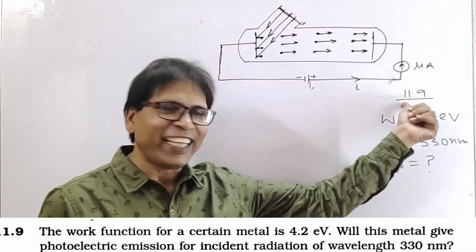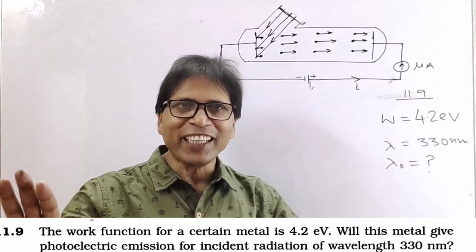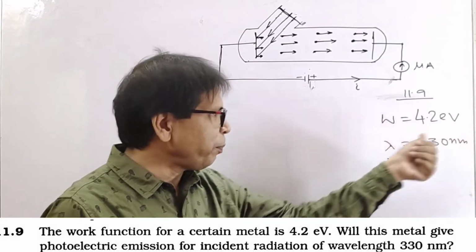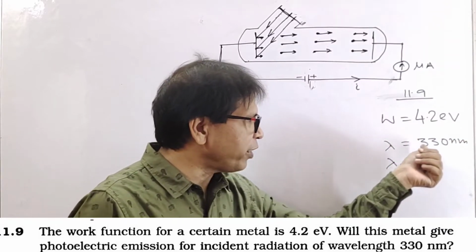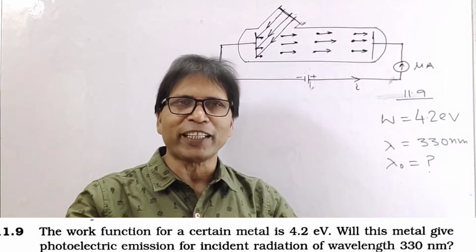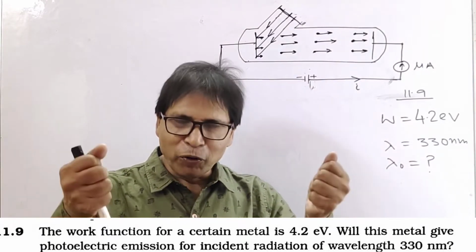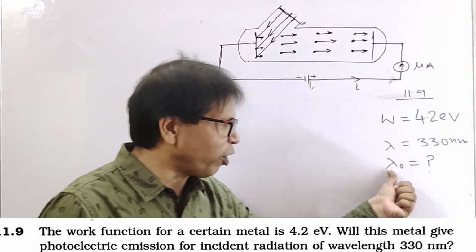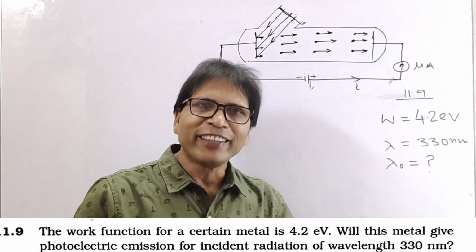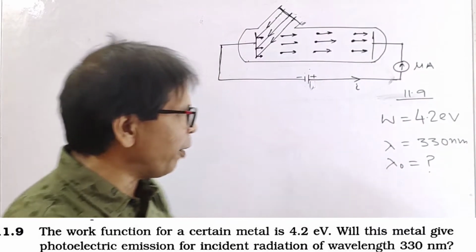Now look at this NCERT numerical 11.9. The work function of a metal is 4.2 electron volt. If a radiation of wavelength 330 nanometer is incident on this metal surface, will emission of electron take place? Now we have to calculate lambda naught. If lambda is less than lambda naught, then emission takes place.